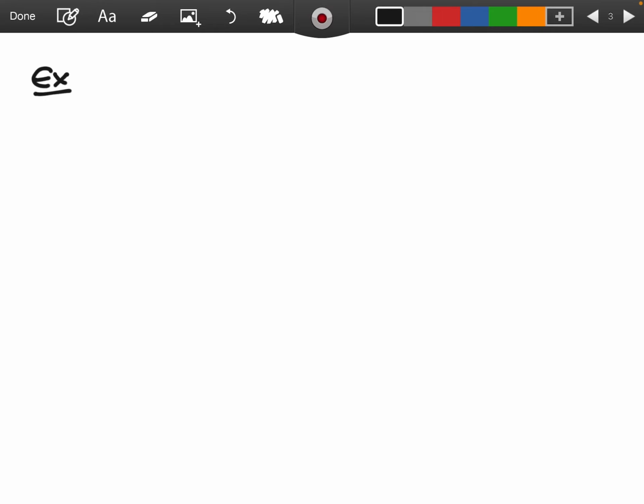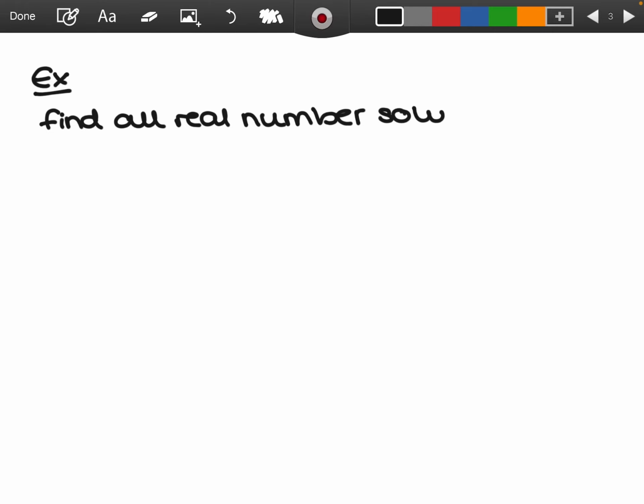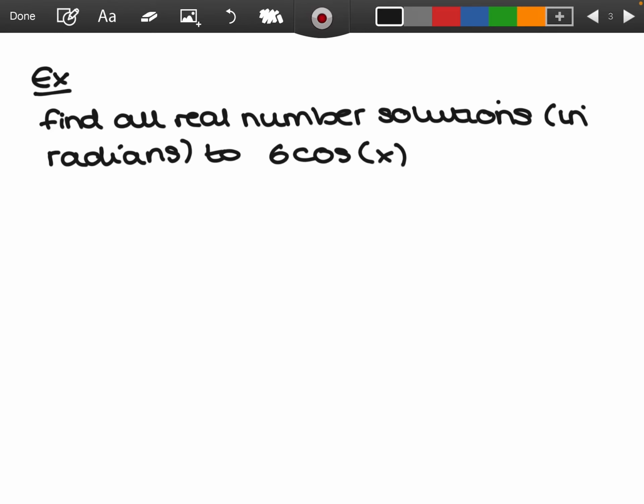Next example: we are going to find all real number solutions, again in radians, to this time 6 cosine x plus 3 equals 0. I'm going to do the same thing again. Keep my trigonometric function on one side, all other values on the other. So when you do that, you're going to subtract 3 and then divide by 6, which gives me cosine of x is equal to negative 1/2.